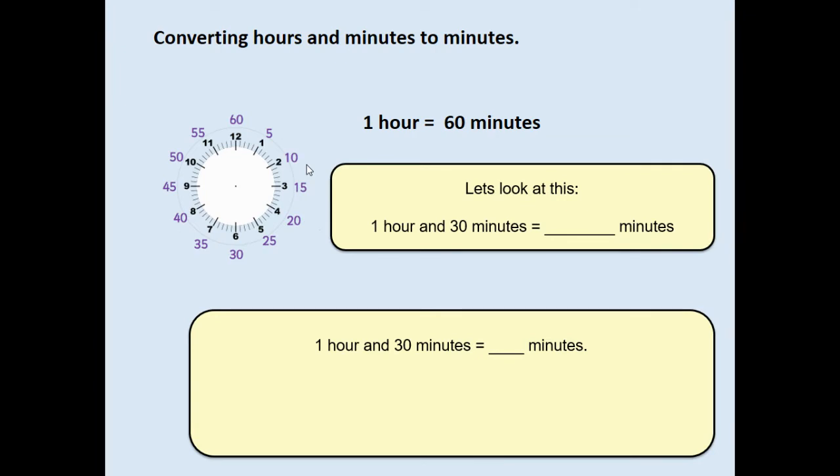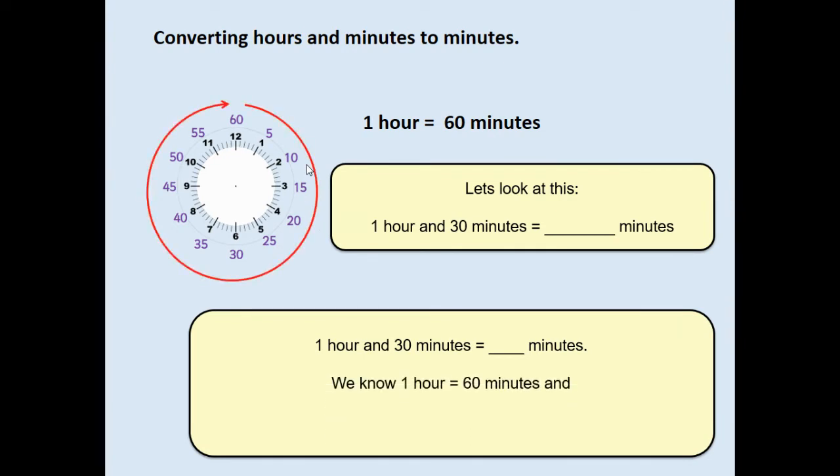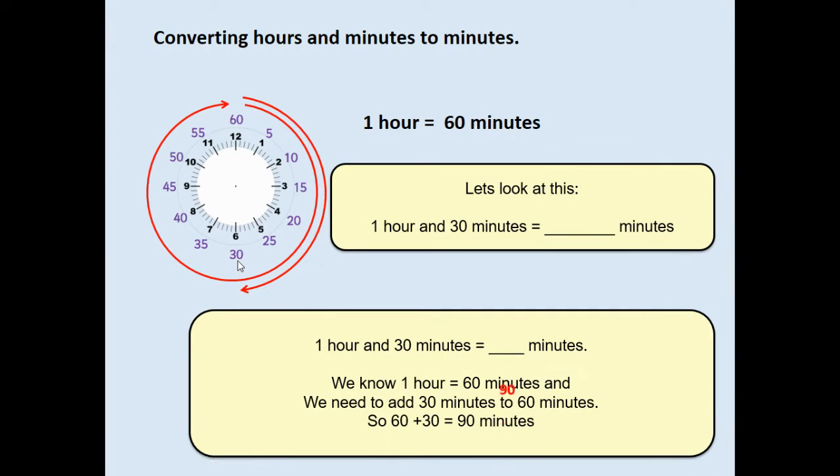Right, now let's look at 1 hour and 30 minutes. We know that 1 hour equals 60 minutes, and we need to add on another 30 minutes. So we need to add 30 minutes to 60 minutes. Let's count from 60, adding on: 65, 70, 75, 80, 85, 90. So 60 minutes plus 30 minutes equals 90 minutes. So 1 hour and 30 minutes equals 90 minutes.